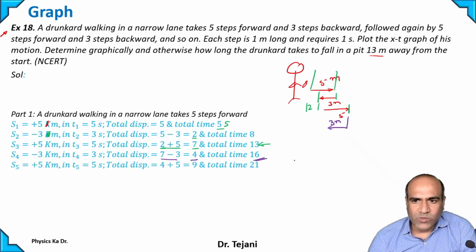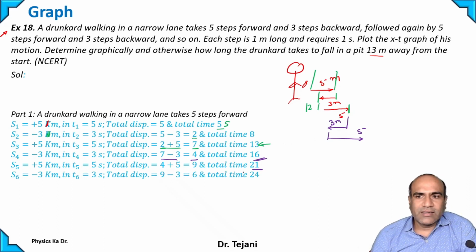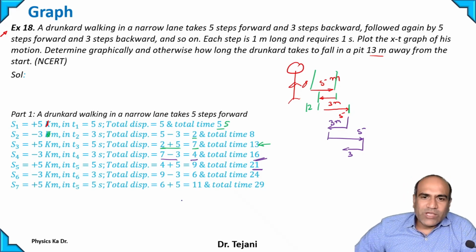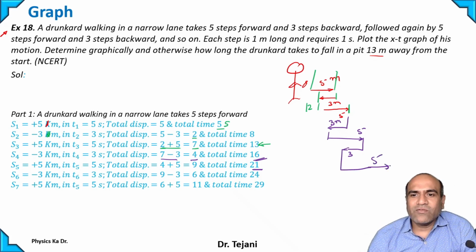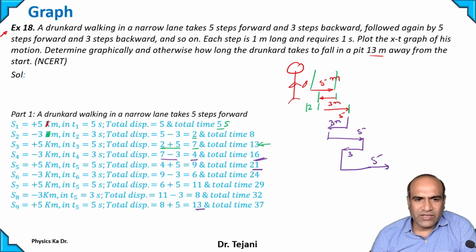Then what next? Again he moves 5 meters. So plus 5 gives 9. Total time is 21. Again he returns 3, so 9 minus 3 is 6. Again going forward, just add 5 and minus 3, you do this. Once you finish, it is at 13, at step number 9.